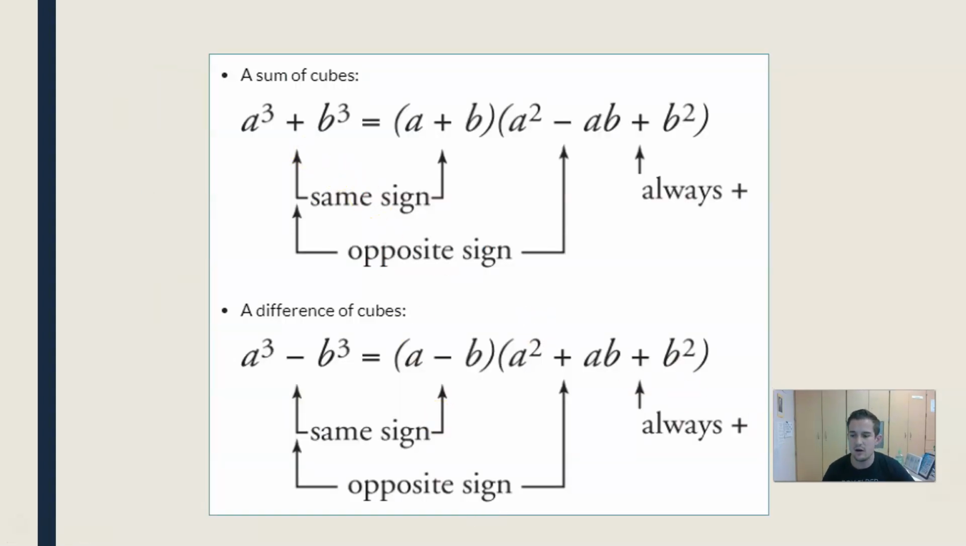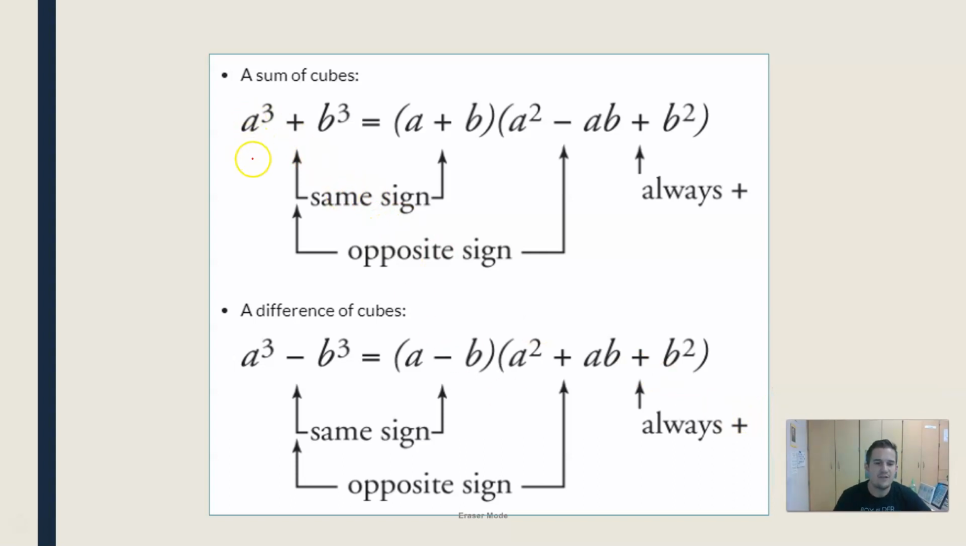Okay, so here are the formulas, the patterns. If I have a sum of cubes, in other words, two terms added together that are both perfect cubes, meaning that if I multiply a times a times a, something by itself 3 times, I get a cubed, and b times b times b is b cubed. If I have two perfect cubes added together, then I can factor that like this: a plus b times a squared minus ab plus b squared. So I take whatever a is plus whatever b is, and then I multiply that by a squared minus a times b plus b squared.